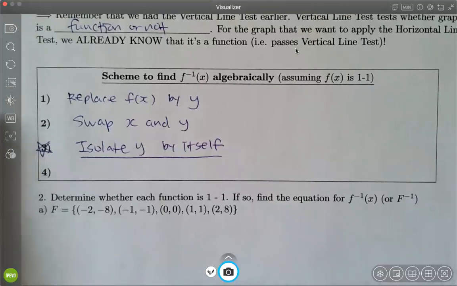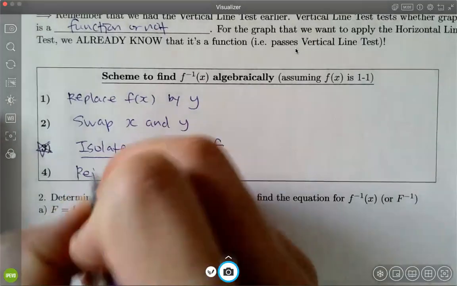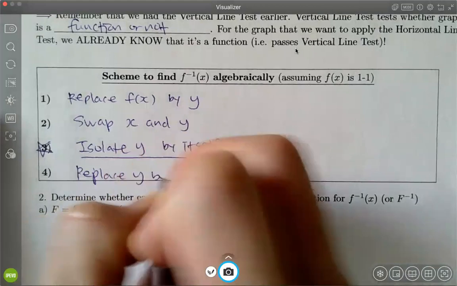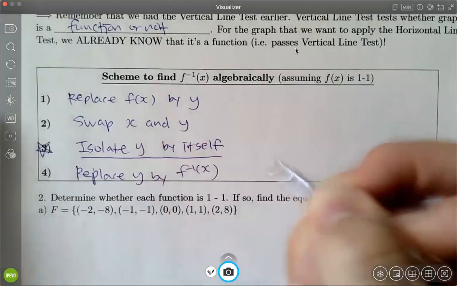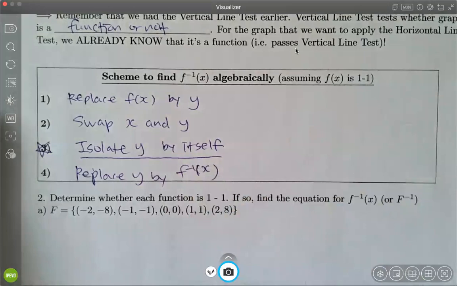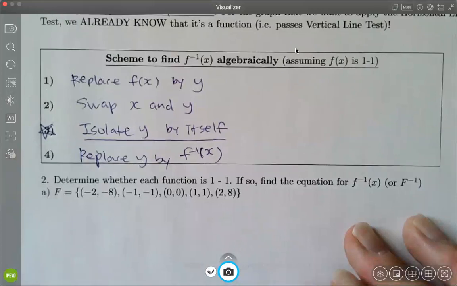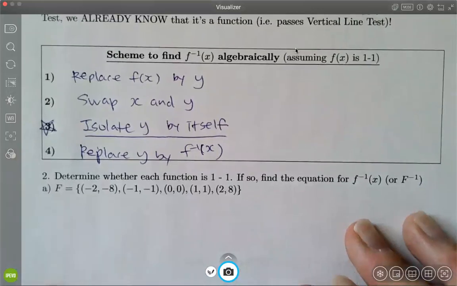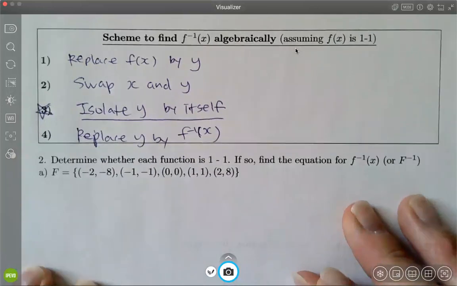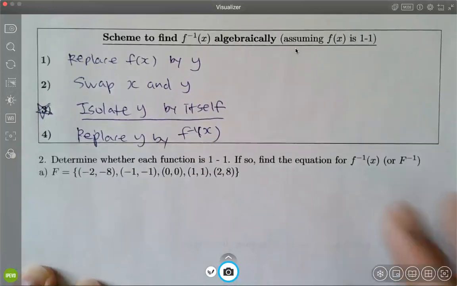Yeah. Okay, and then step number 4, replace y by the inverse notation f inverse. Another basic scheme, okay? So steps 1, 2, and 4 are basic. Step 3 is the main thing here. Okay, so now, let's apply all of these to the problems. So, determine whether each function is one-to-one. If so, find the equation for the f inverse.